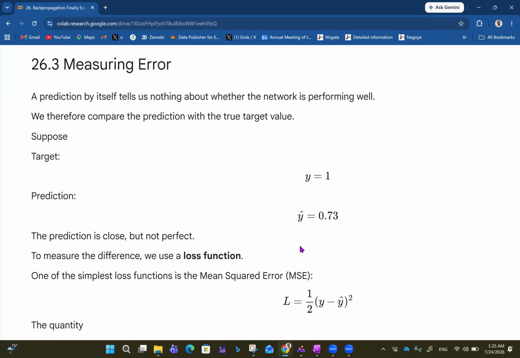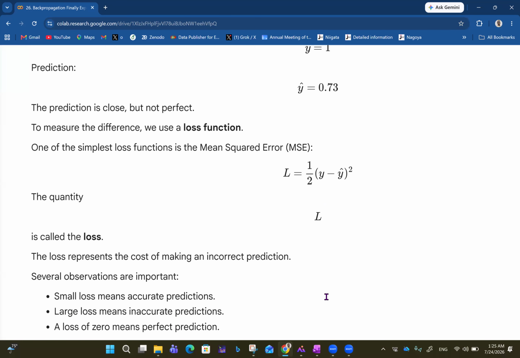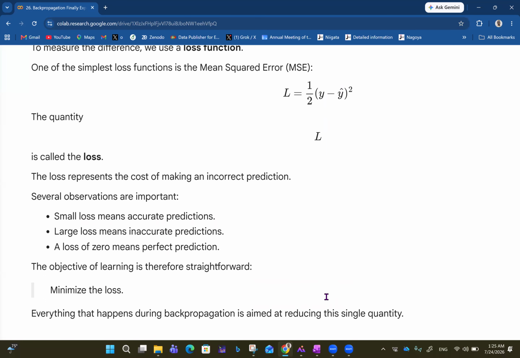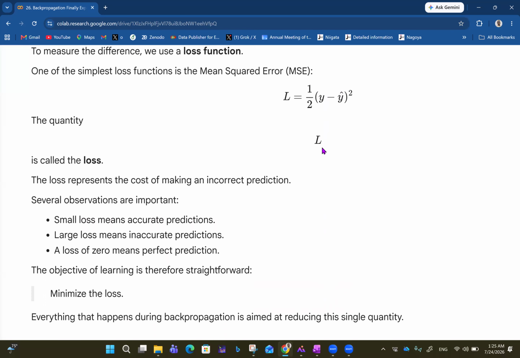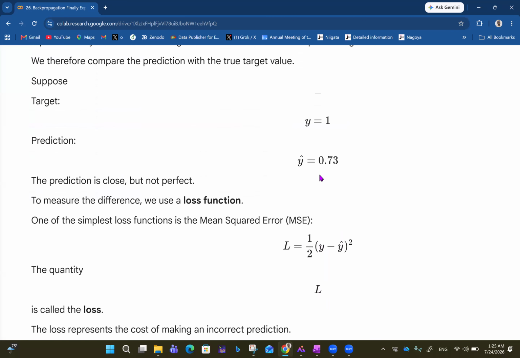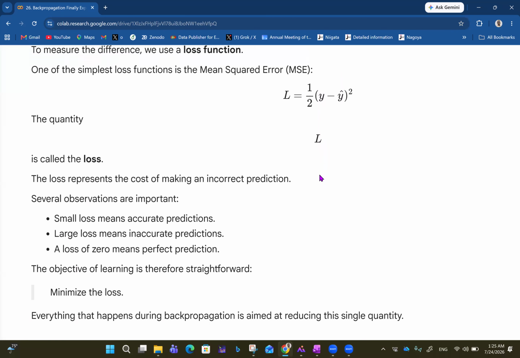To measure the difference, we use a loss function. One of the simplest loss functions is the mean squared error, which takes the mean value of the squared differences. You take the difference between the target and the prediction, square it, and divide by the number of predictions you have. The quantity L is called the loss, which is a measure of the difference between the predicted value and the actual, or target, value. So the loss represents the cost of making an incorrect prediction.